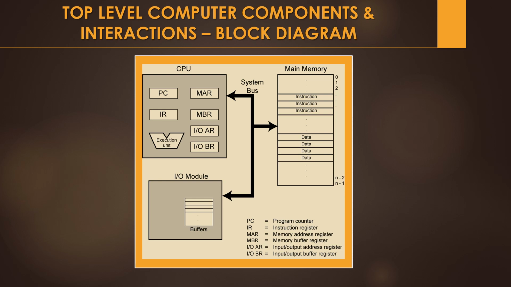And then in main memory, we have the locations which are addressed from 0 to n-1. Both the data and the instructions are stored in the main memory. And in the I/O module, we have the buffers. These buffers are used to hold the data temporarily till they are sent out. All these three components are connected with one another through the system bus. So the communication between all these components takes place through the system bus.